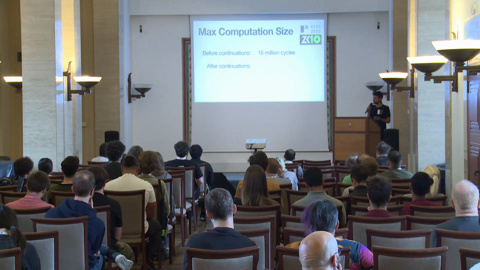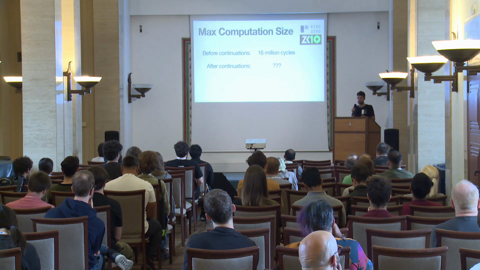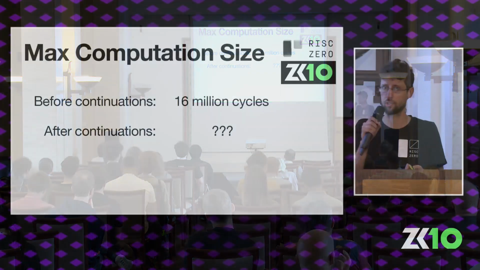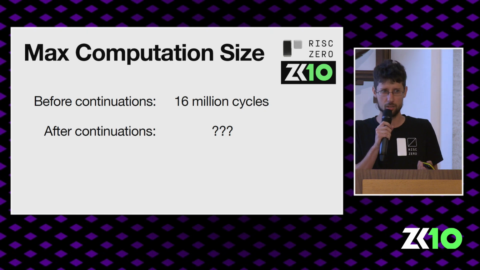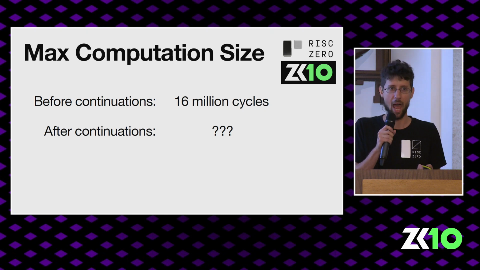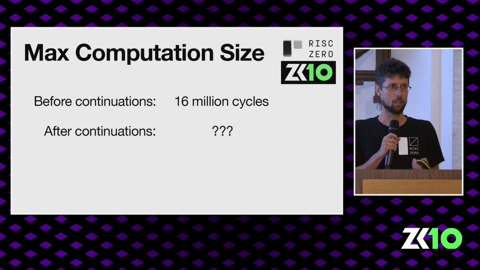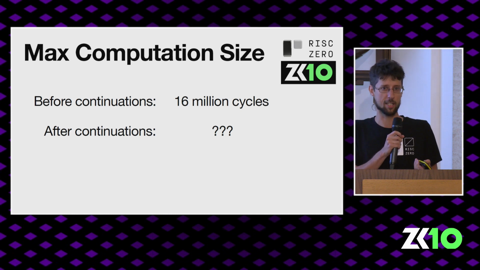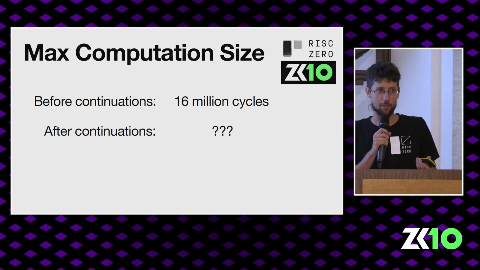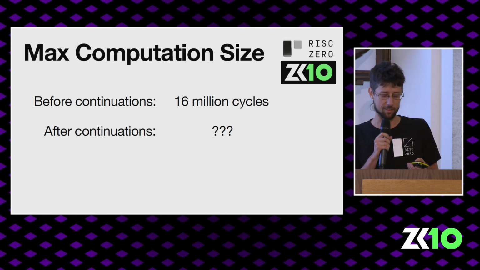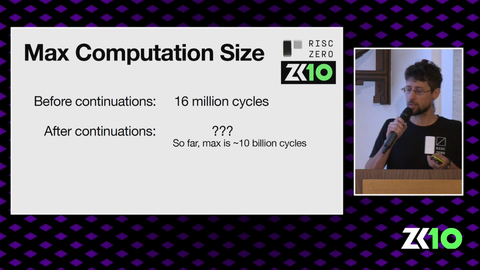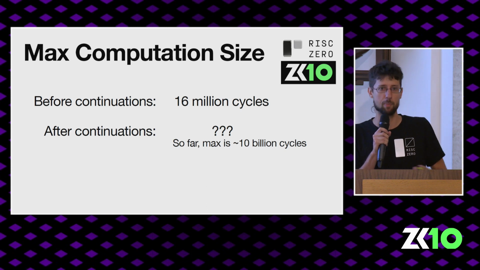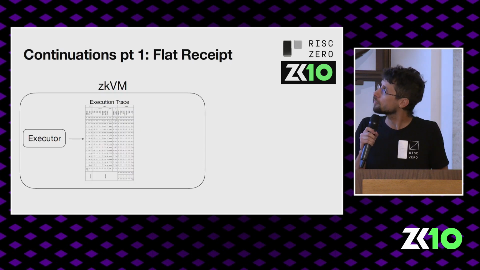After continuations, we don't really have a limit here anymore. We can generate proofs for arbitrarily large RISC-V executions. So far, I think the biggest that we've done is something like 10 billion. And our napkin math for our theoretical max here is something like 100 trillion. We'll see whether that theoretical max happens; I don't think it's going to happen anytime soon. But I want to connect the dots here of how this comes back to recursion.